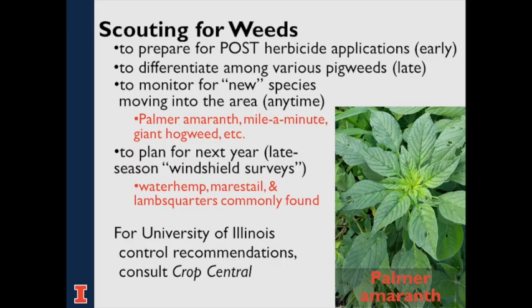Lastly, late-season windshield surveys can help determine what was not controlled by the current season's program and plan better for next year. Heavy lamb's quarters pressure at the end of the season can signal that a pre-emergent herbicide could be a nice addition the following year. For University of Illinois control recommendations, consult the bulletin.